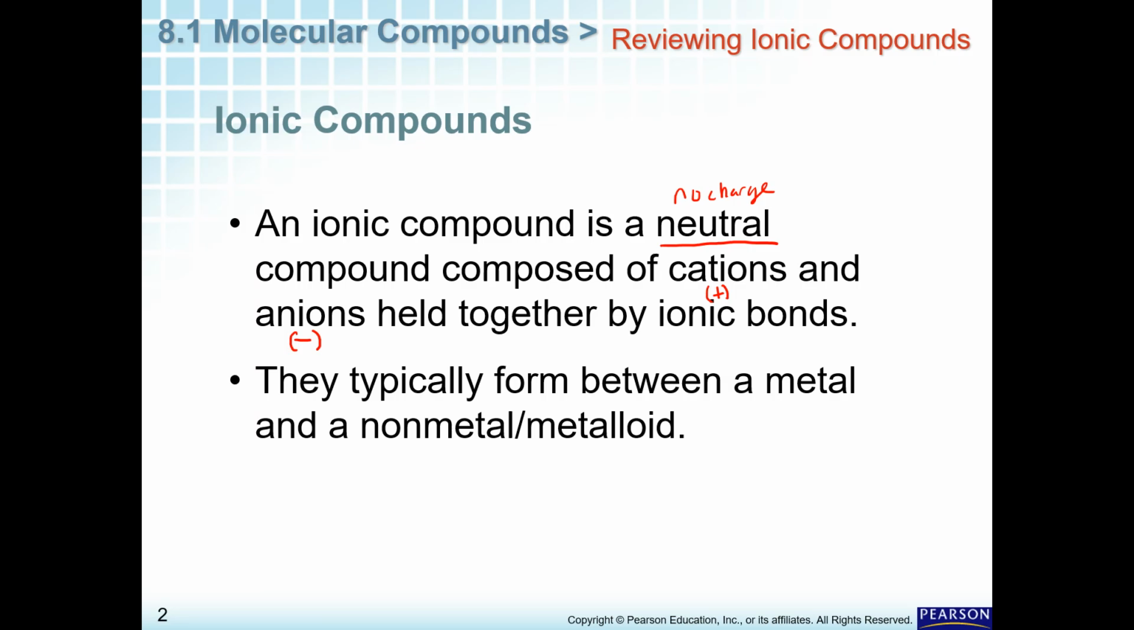Now, typically, an ionic compound is going to be between a metal and a nonmetal. So an example of this was NaCl. We had a metal and a nonmetal. Or if we had MgCl2, we have a metal, again, and a nonmetal.